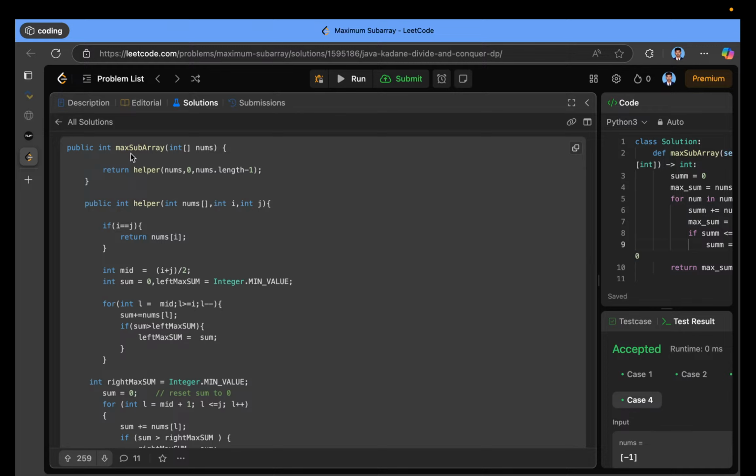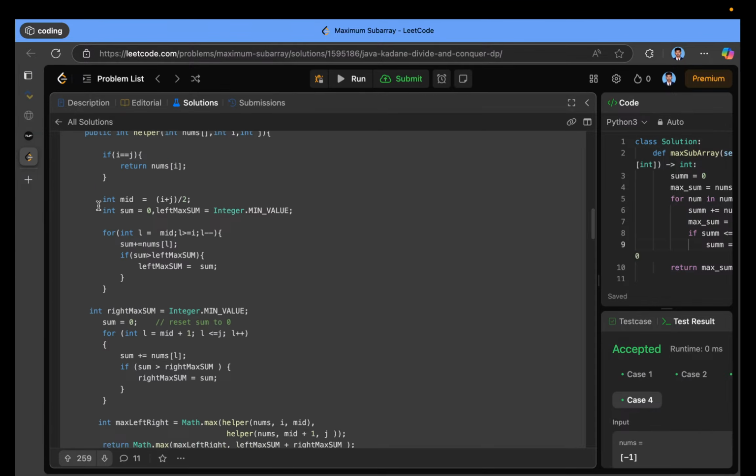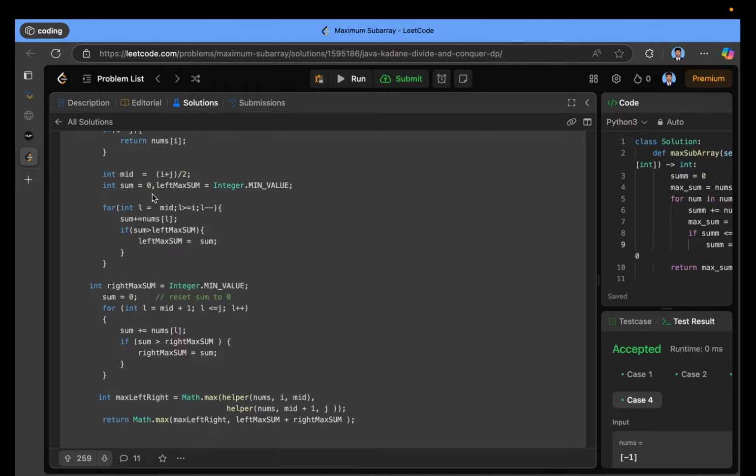Okay, so first max array. Helper. Nums 0, nums length minus 1. Okay, he has given the whole array and the first index, I think. Nums 0 and last. Divide and conquer. Understood what is going on. What is passed here? If i is equal to j, return nums[i]. Okay, mid is 0.